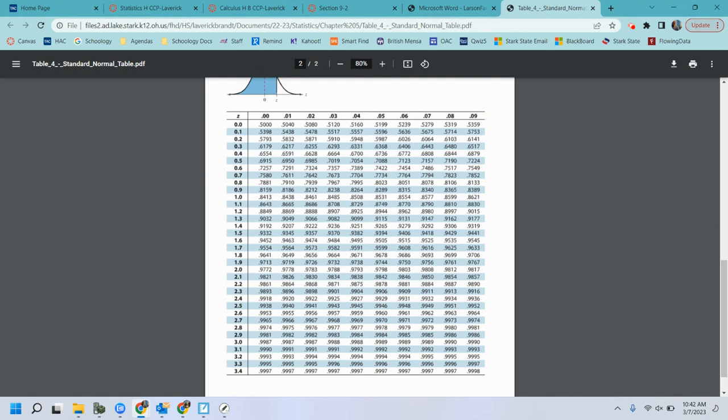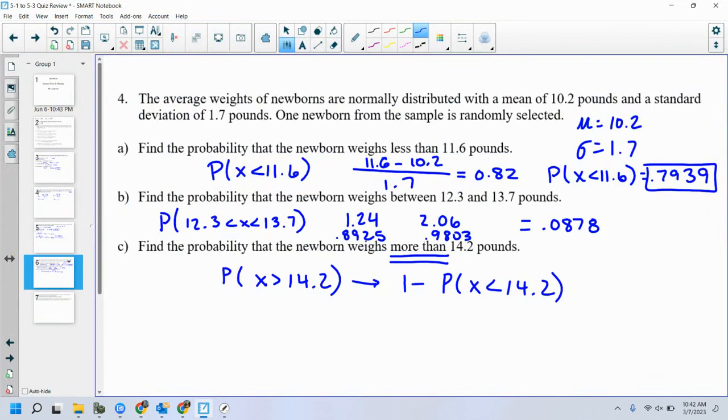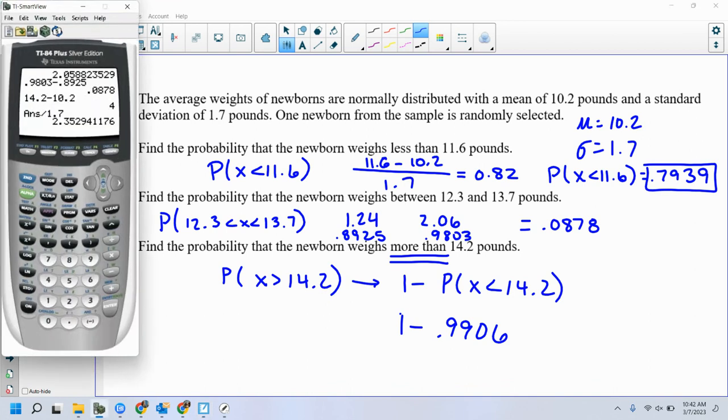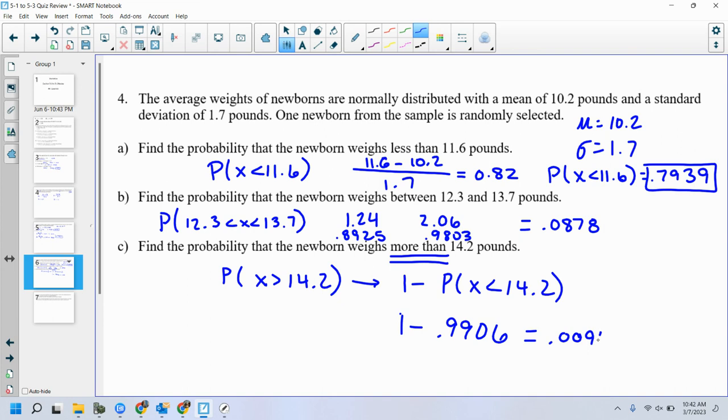So 2.35, right here's the column, 2.3. 0.9906. 1 minus 0.9906 gives me 0.0094. So a less than 1% chance of that thing happening. Less than 1% chance that the baby's going to come out more than 14.2 pounds, which is good. All right. Questions on 4?